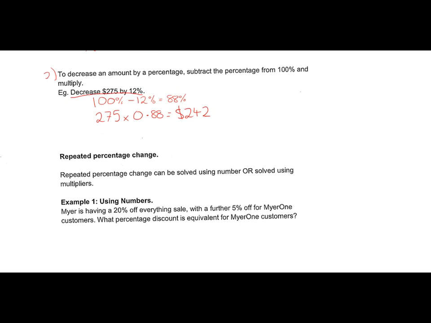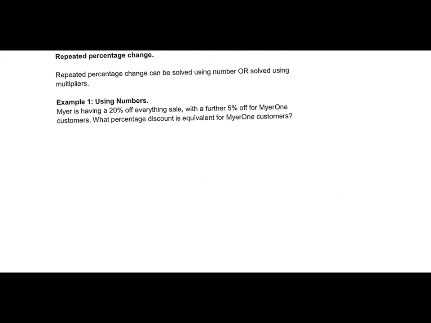Okay, so scrolling down, the second section asks us to calculate a repeated percentage change. In the first example that we're given, we are given the option of using a number. So the question says that Maya is having a 20% off everything sale with a 5% extra, so further 5% off for Maya 1 customers. What percentage discount is equivalent for Maya 1 customers? So what we're going to do when it says using numbers is assign an arbitrary price. And that arbitrary price we're going to use and work out what would happen to something that costs that much, because it would be the same overall percentage change no matter how much it costs.